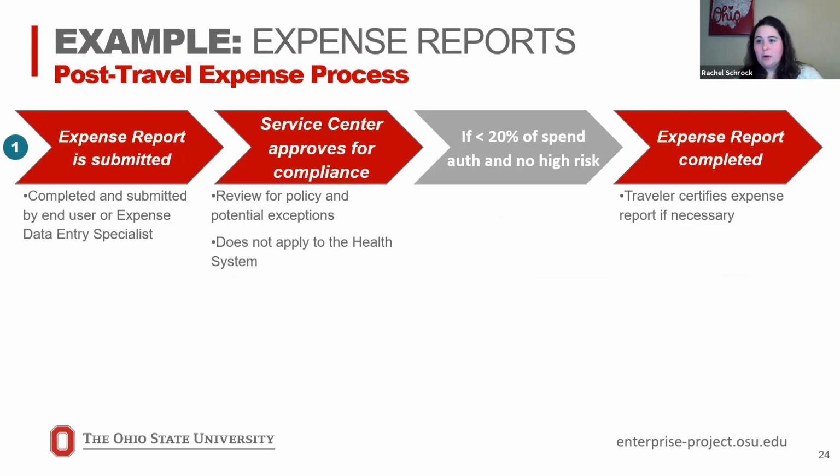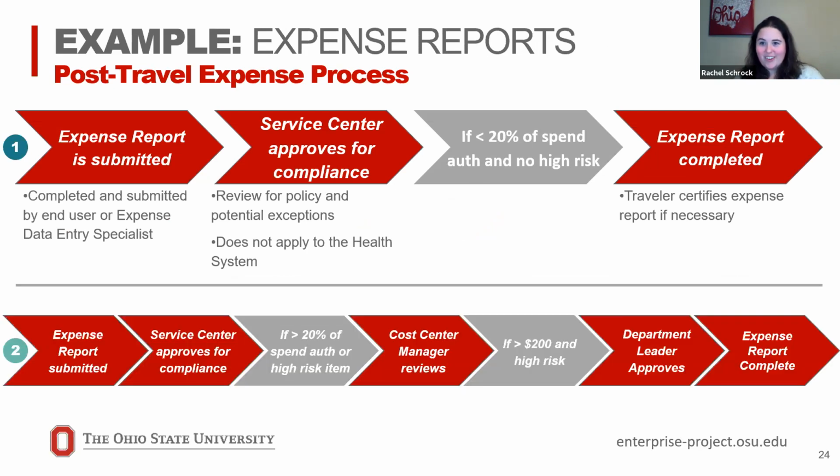So moving on to the post-travel side. You want to hit that one more time, Janine? There you go. We'll fill the whole slide there. There are two examples with post-travel. If an expense report is created, and as long as it's under 20% and there's no high-risk spending, it's going to go through as normal. You would not be involved in that process.